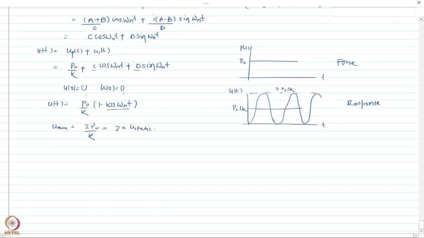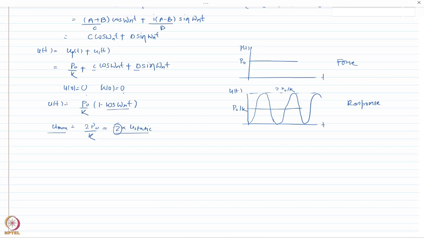So you can see that if I had applied the load p naught statically, I would get a displacement equal to p naught by k. However, if I apply the same load suddenly like a step force, then I'm getting a peak displacement which is 2 times the static displacement. So this is the effect of structural dynamics coming into play here. And this, as you would study later, is called dynamic amplification of the response, and there are different factors to define it.